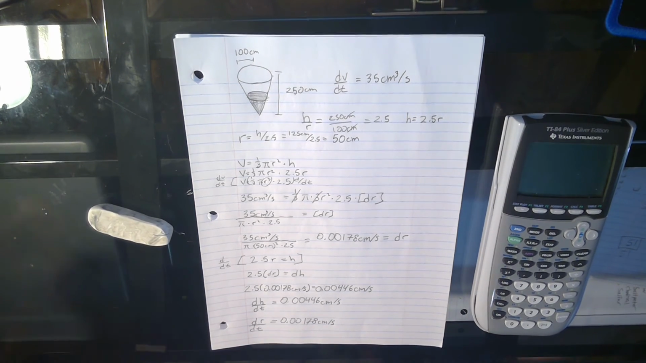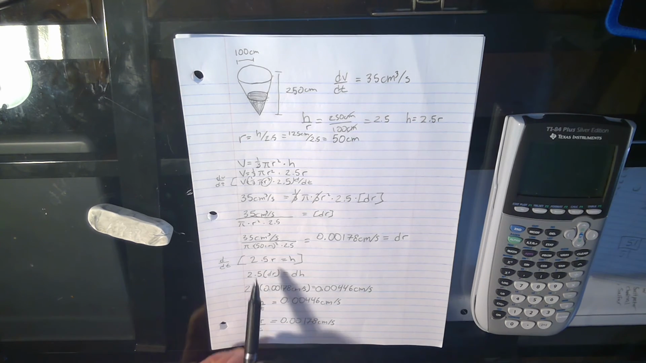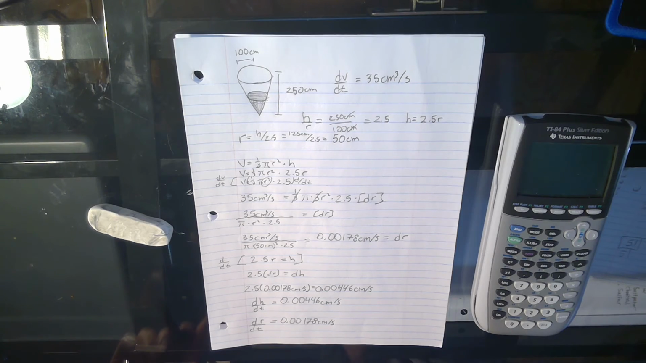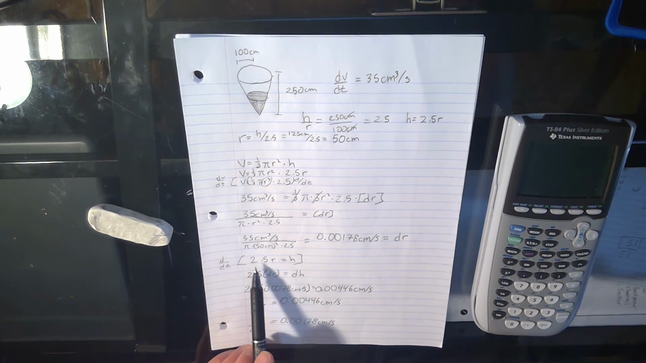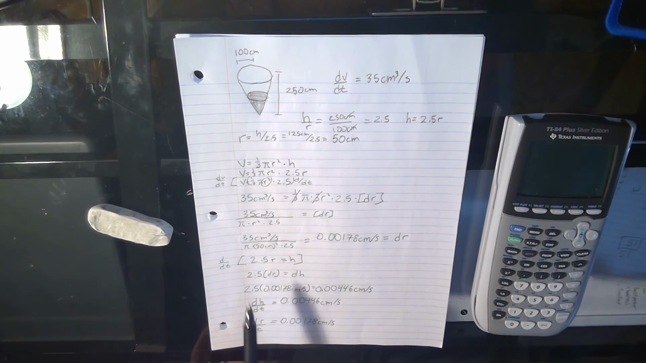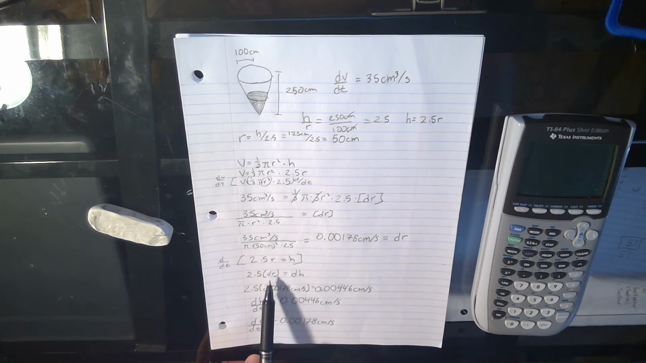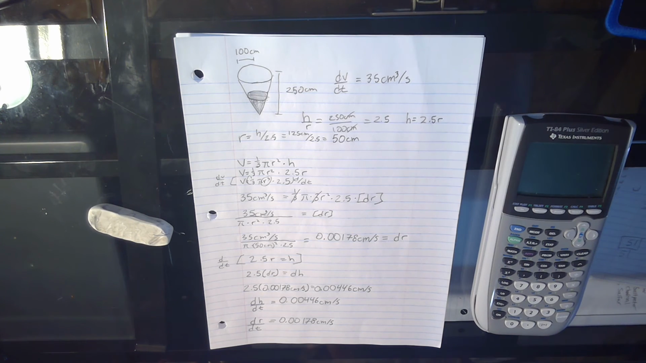We can again use this related fixed ratio of height to radius. So we have 2.5 r equals h. You take the derivative of both sides. We see that 2.5 times the derivative of r will equal the derivative of h. Well, we just solved for the derivative of r. So you plug that number in, and you get the derivative of the height, which at this point in time is 0.00446 centimeters per second. And yeah, that's the whole problem.